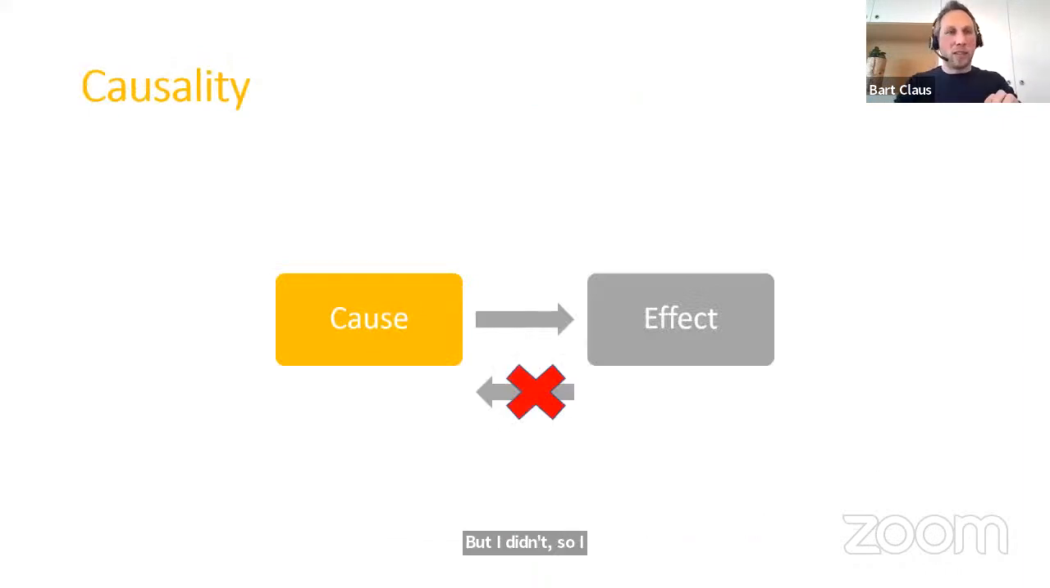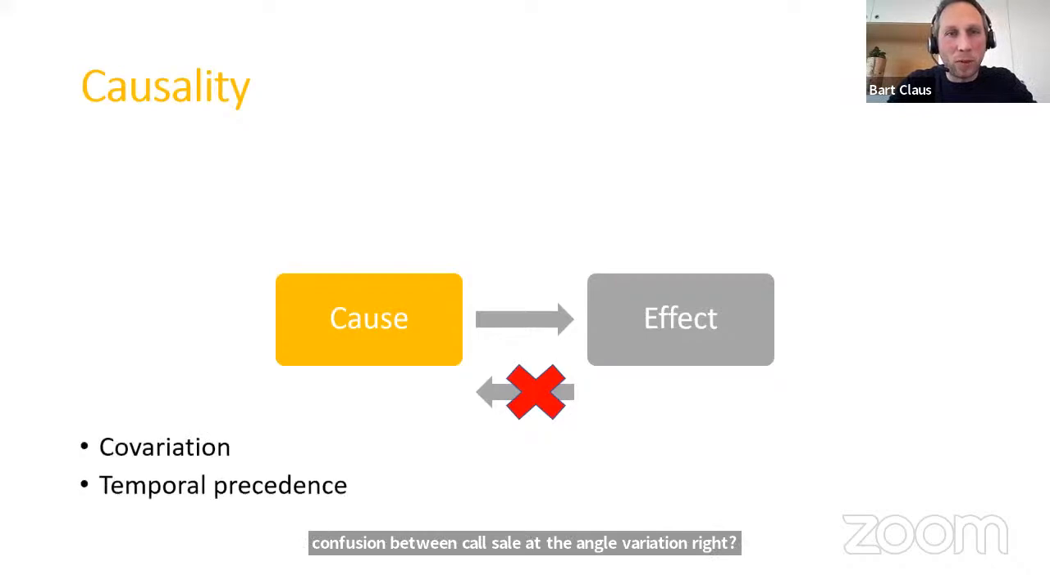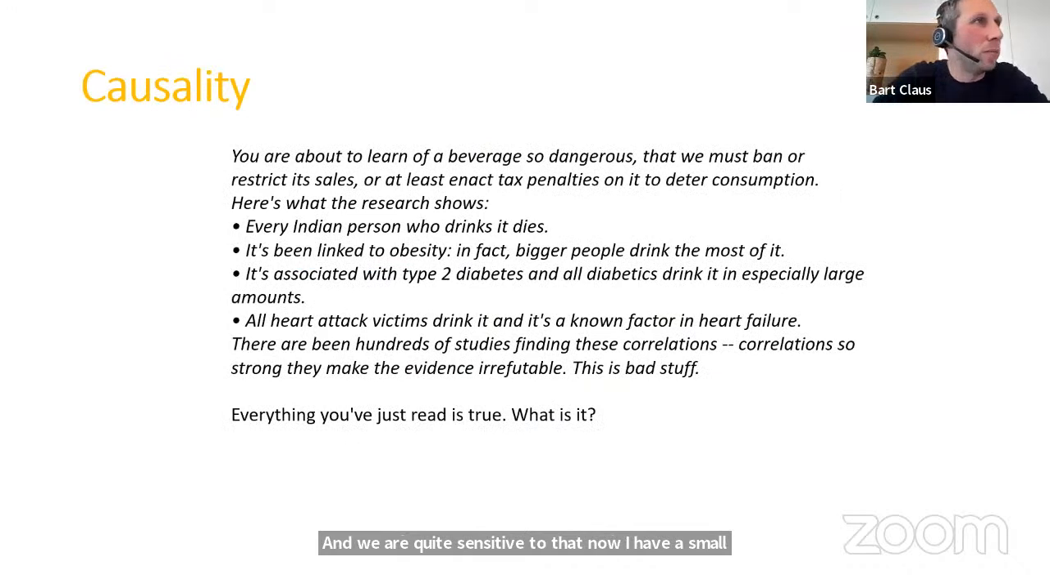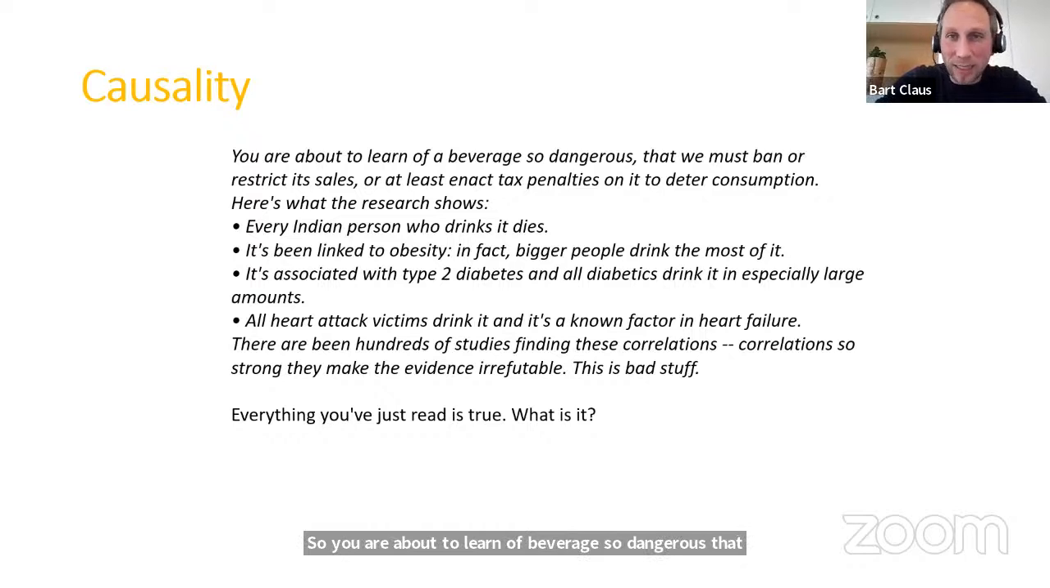So I was talking about the potential confusion between causality and covariation, right? And we are quite sensitive to that. Now, I have a small illustration of that. A text here about a drink that turns out to be very dangerous, right? So you are about to learn of a beverage so dangerous that we must ban or restrict its sales, or at least enact tax penalties on it to deter consumption. Here's what research shows. Every Indian person who drinks it dies.